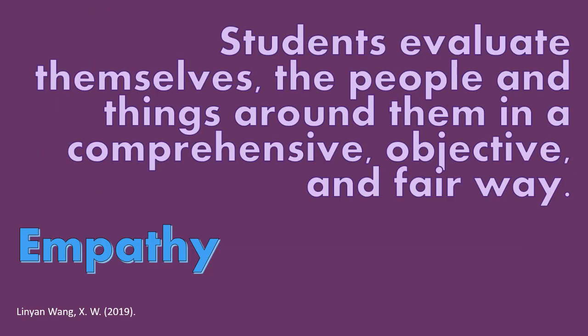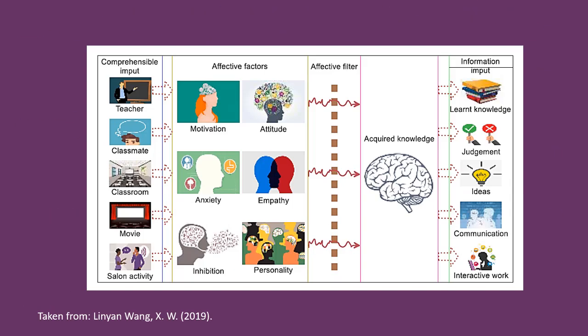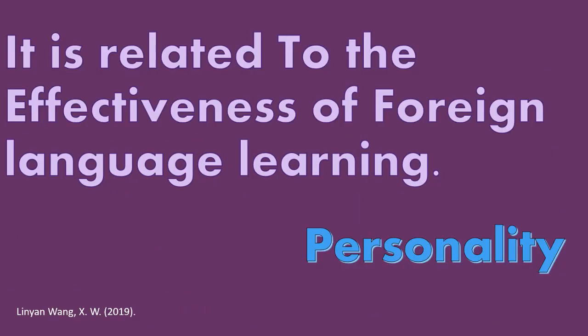Empathy. Empathy is the capacity students have to evaluate themselves, people, and things around them in a comprehensive, objective, and fair way. Empathy is very important because learning a language is about interacting with others, and this interaction definitely requires having an awareness of how other people feel. Personality. Personality is definitely related to the effectiveness of foreign language learning. Extroverted and introverted students are very different, and the teacher should try to adapt the class for these two groups of learners that can be conflictive when put together.